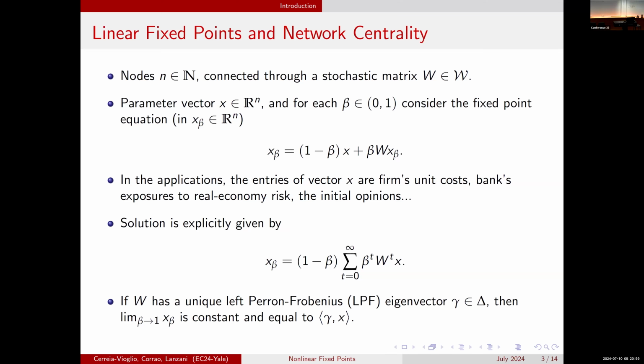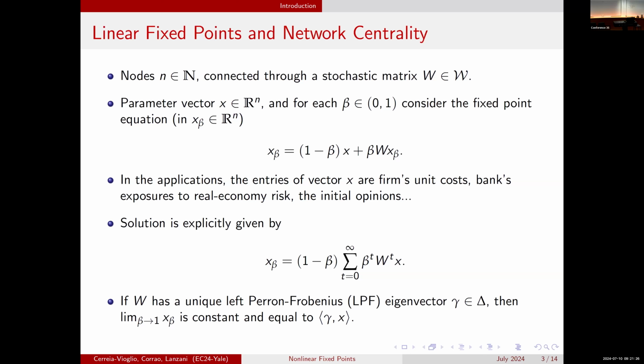And in particular, a surprising result is that if this matrix of connection is strongly connected, or in the theory of Markov chains is irreducible, so it has a single stationary distribution, or you can call it left Perron-Frobenius eigenvector, then the limit as beta goes to 1 of this fixed point, which is the key limit that I'm going to focus on for this presentation, is constant across all dimensions.